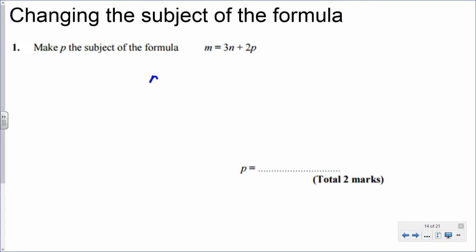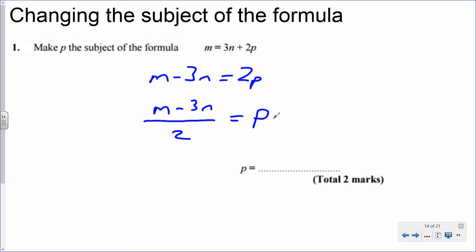So I'm going to have here m minus the 3n equals the 2p. Okay, so all I've done is move that 3n across the other side. It was positive over here, so when I move over, it will be negative. And then finally, I've got to get that p on its own, so I need to move the 2 over. Well, the 2 on this side at the minute is multiplying, so if I move it over, it will be dividing. So I've got here m minus 3n, all divided by 2 equals p. So you just treat it like an equation, really.